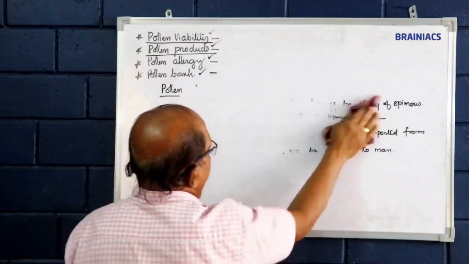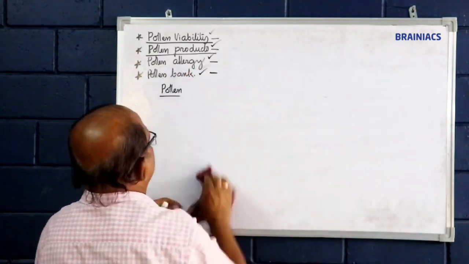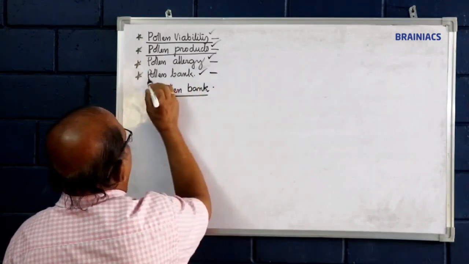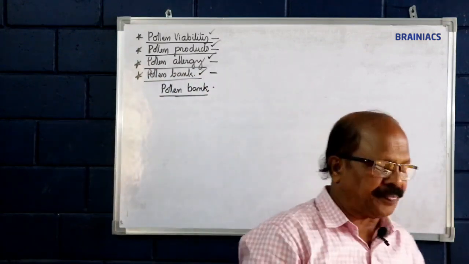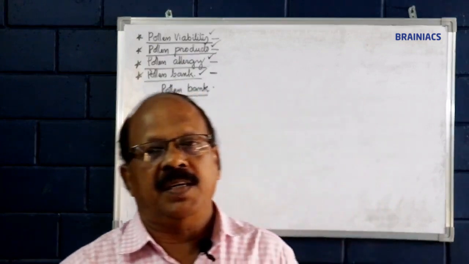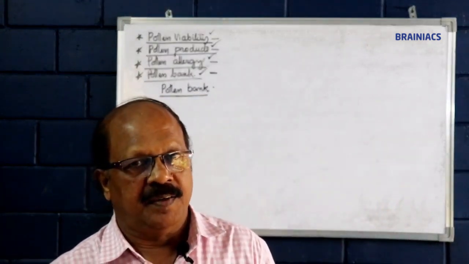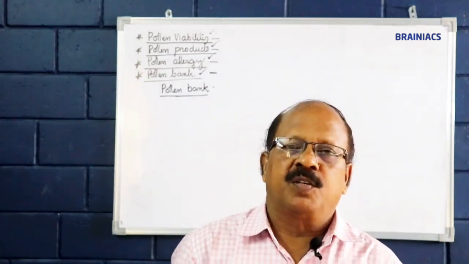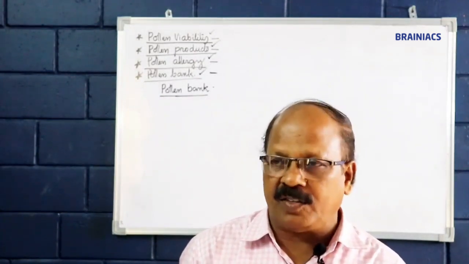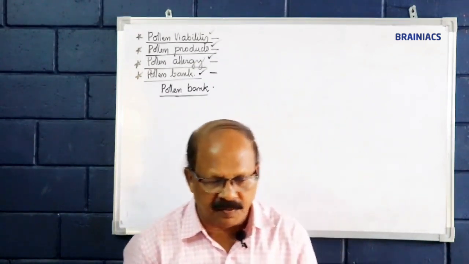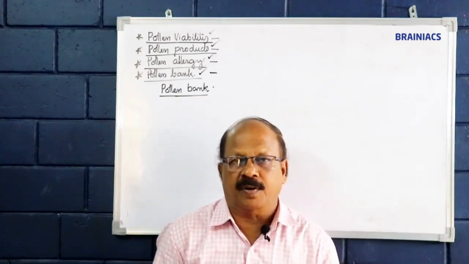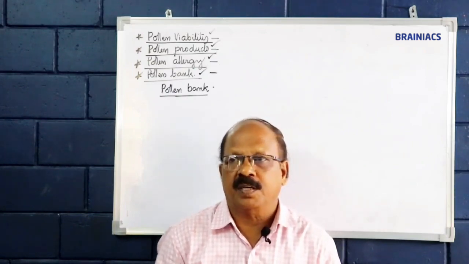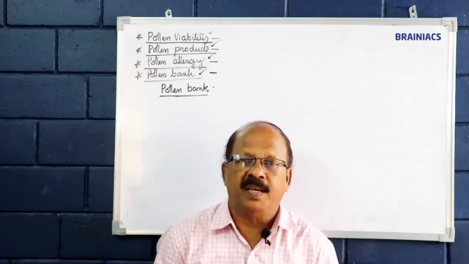Then pollen bank. So you know, pollen grains are actually used for cross-pollination, which is a part of crop improvement program. So for qualitatively and quantitatively high yielding plants the pollen grains will be very important for doing cross pollination. It is a crop improvement program because new varieties of plants can be easily produced by cross hybridization.